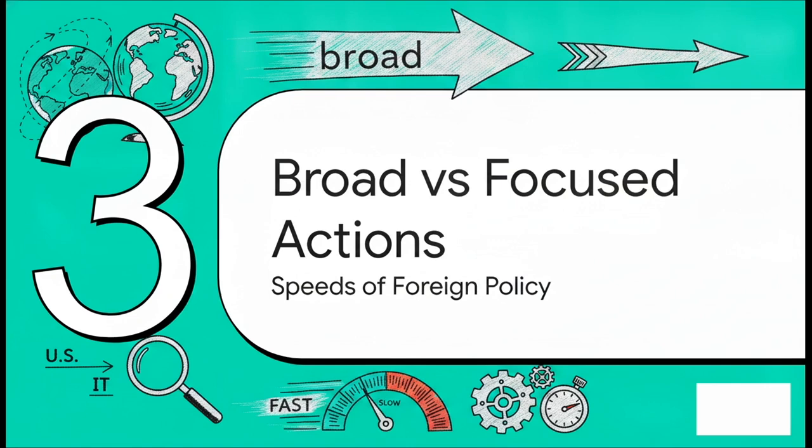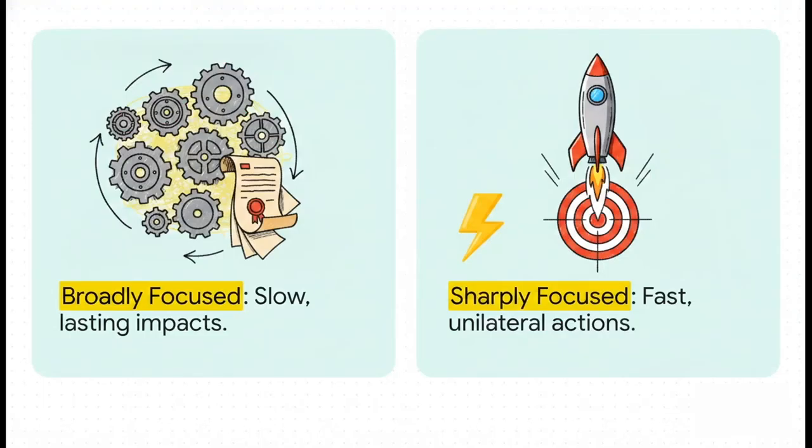All right, shifting gears a bit, let's talk about the speed at which all this happens, broad versus focused actions. Because foreign policy definitely doesn't just have one speed. Broadly focused actions, like ratifying treaties or passing massive budgets, are slow. They require immense bureaucratic collaboration, but they result in lasting impacts. On the flip side, sharply focused actions are lightning fast. Think deploying troops or calling an emergency executive summit. These are unilateral, high-stakes moves that are usually spearheaded directly by the president.